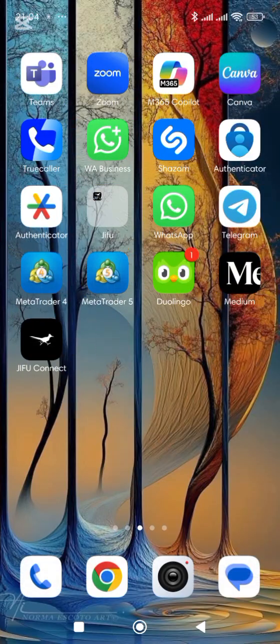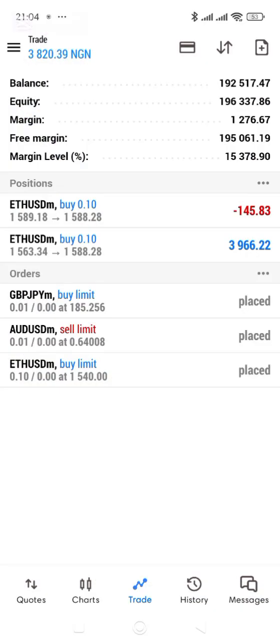I wasn't just haphazardly taking entries like I see some people do, where you take one entry at 1580 and then your next entry is at 1578, the next entry is at 1576, and you now have 10 entries in almost the same area. That's not effective trade management. So take a look at it.